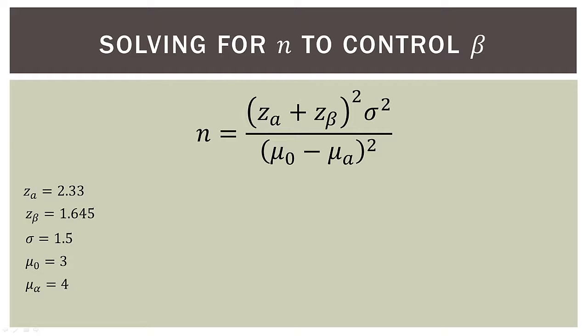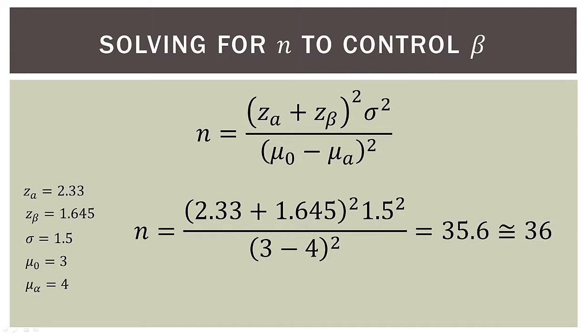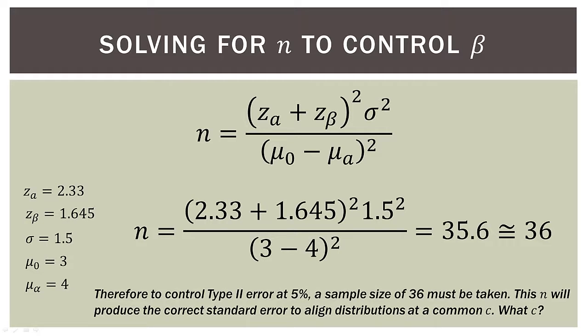Our sigma is 1.5. Our hypothesized population mean is 3, and our alternative population mean is 4. So that's everything we need to substitute back into this formula. We go ahead and do that, and what do we come up with? We come up with a sample size, remember we're solving for n, of 35.6, which we round up to 36.